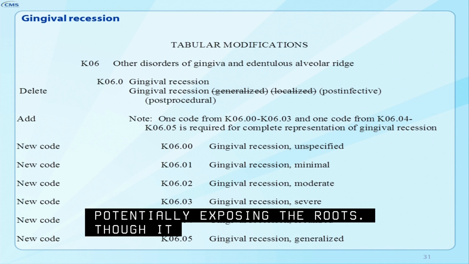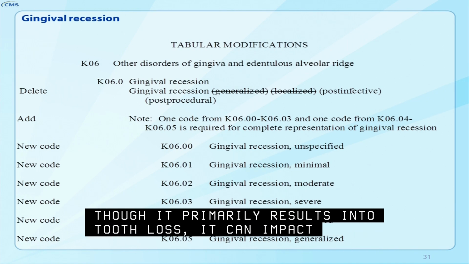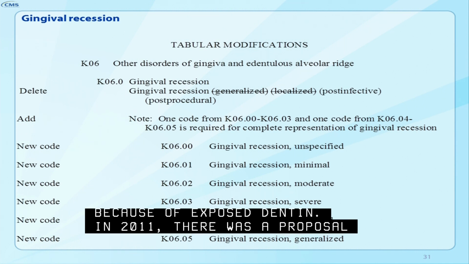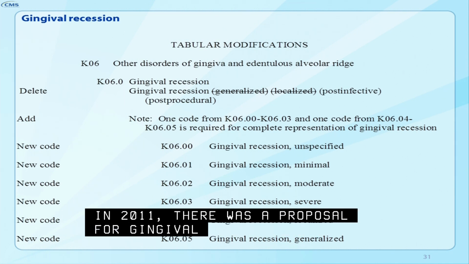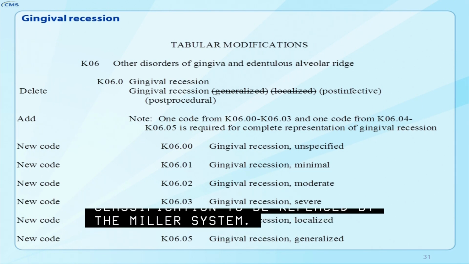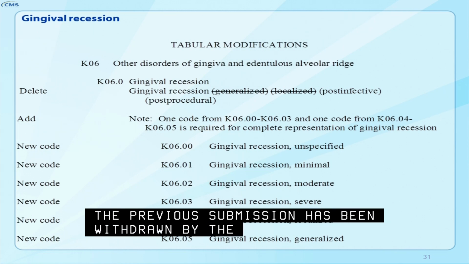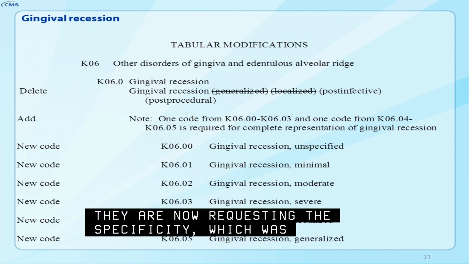dentin. In September 2011, at our CNM meeting, the American Academy of Periodontology submitted a proposal for gingival recession classification to be replaced by the Miller classification system. The previous submission has been withdrawn by the requester. The American Academy of Periodontology is now requesting that the specificity, which was in ICD-9-CM, be added to ICD-10-CM to differentiate the levels of severity for gingival recession.